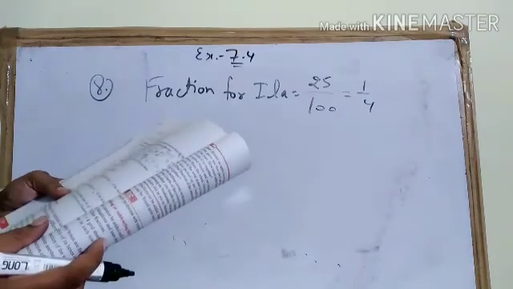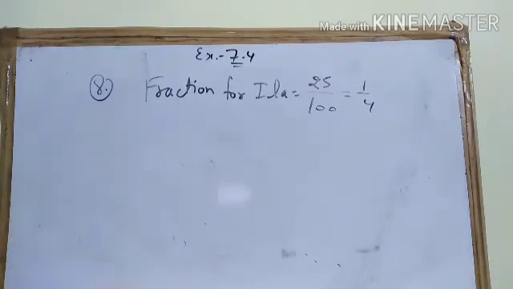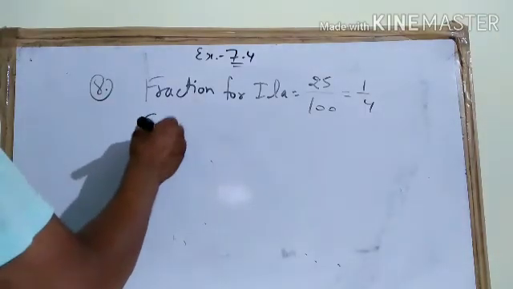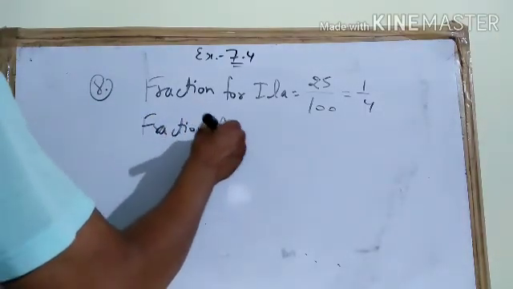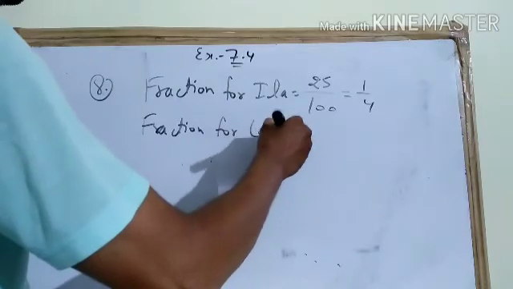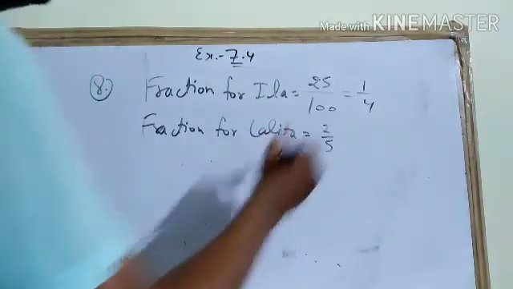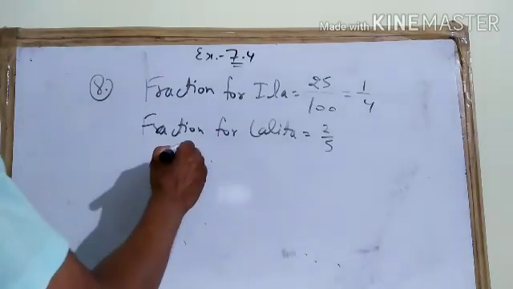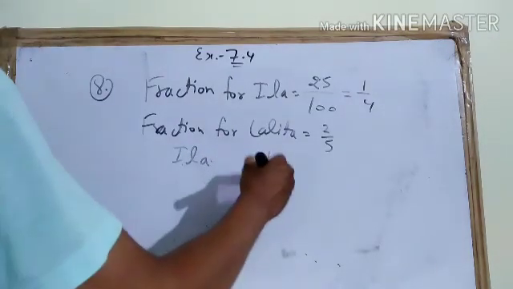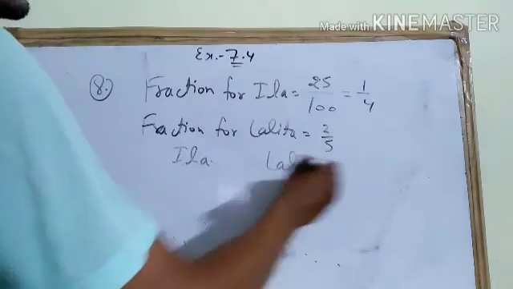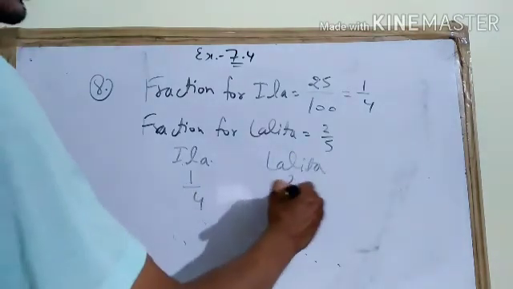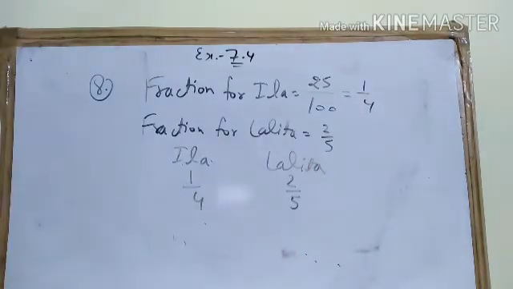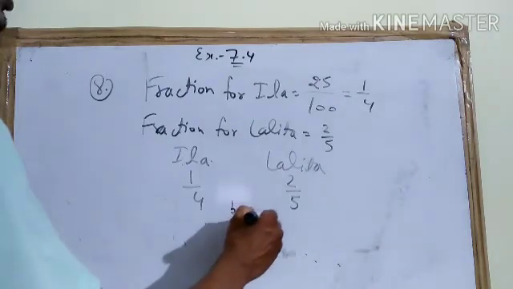So the fraction for Ela is 1 by 4. Her friend Lalita read 2 by 5 of the same book. So fraction for Lalita is equal to 2 by 5. Now we do cross multiply. Who read less book? One side Ela and one side Lalita. Ela having 1 by 4 and Lalita having 2 by 5. So we can do cross multiply by CM.